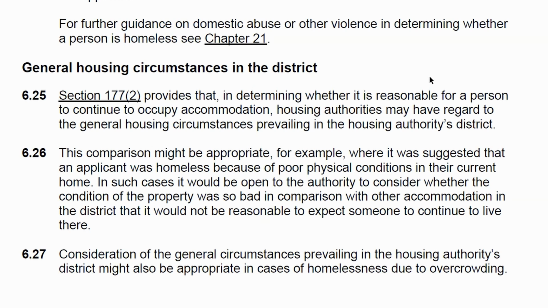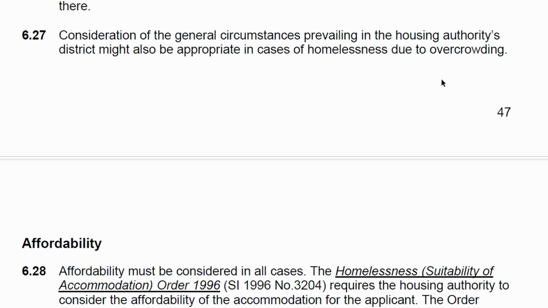In such cases, it would be open to the authority to consider whether the condition of the property was so bad in comparison with other accommodation in the district that it would not be reasonable to expect someone to continue to live there. 6.27. Consideration of the general circumstances prevailing in the housing authority's district might also be appropriate in cases of homelessness due to overcrowding.